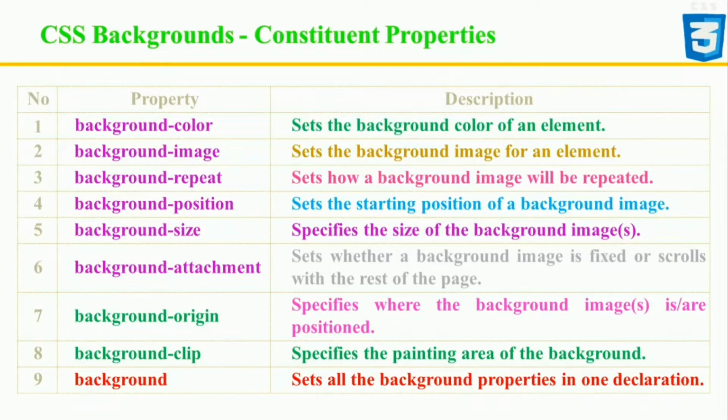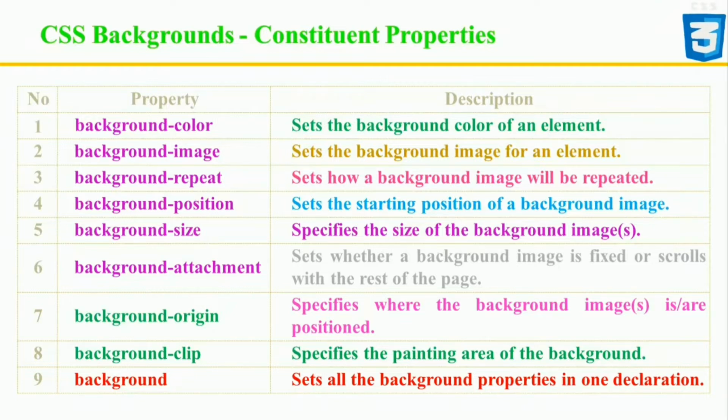And these are the CSS background properties that affect HTML elements. The background color property is used to set the background color of an element. The background image property is used to set the background image of an element. The background repeat property is used to control the repetition of an image in the background. The background position property is used to control the position of an image in the background. The background size property sets the size of a background image.